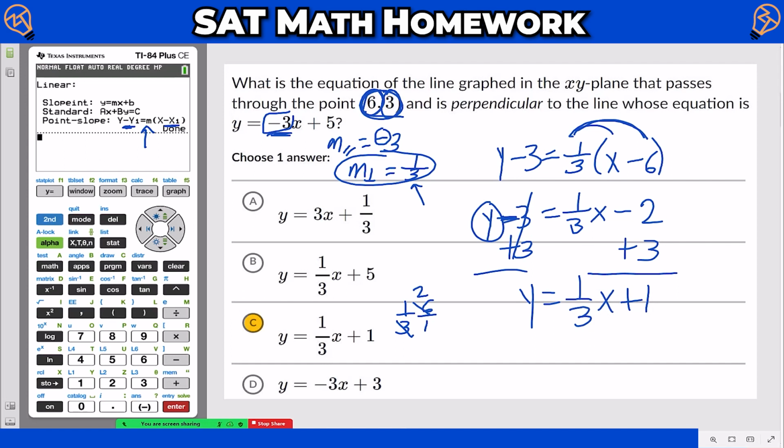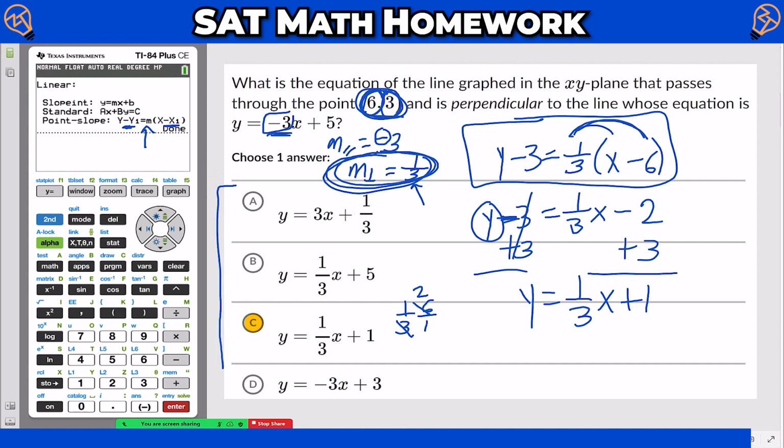Now, I should have mentioned the reason I did all this is once I found this perpendicular slope and I had the point, I naturally put it in point slope form. At that point, you want to check the answer options and notice, oh, they're all in slope intercept. And that's why we followed this progression here.